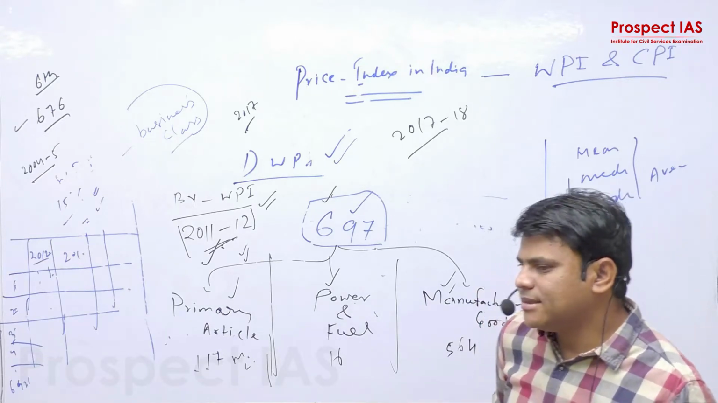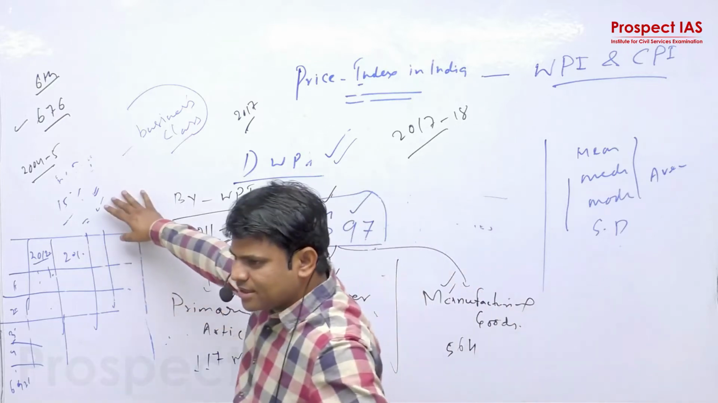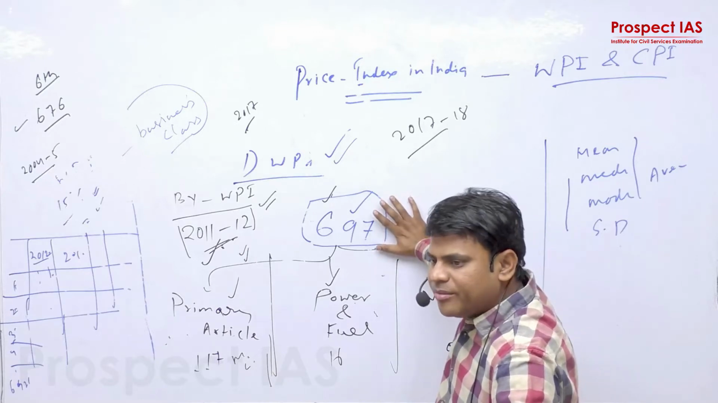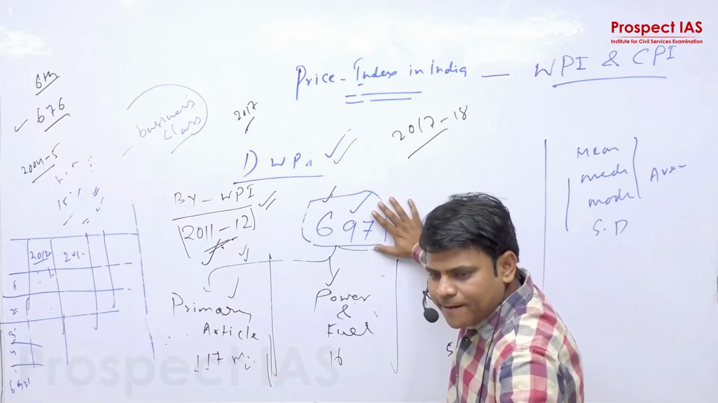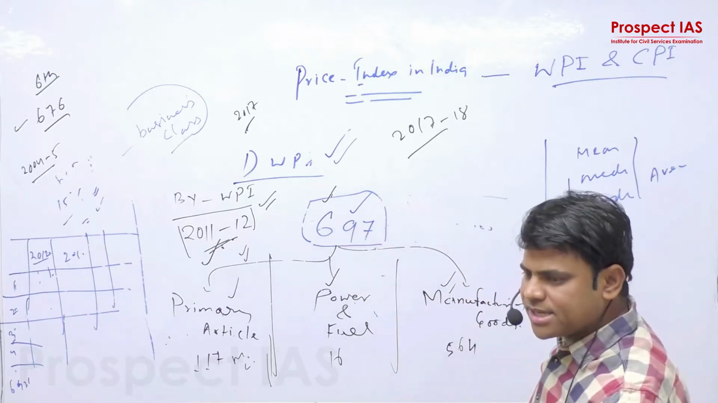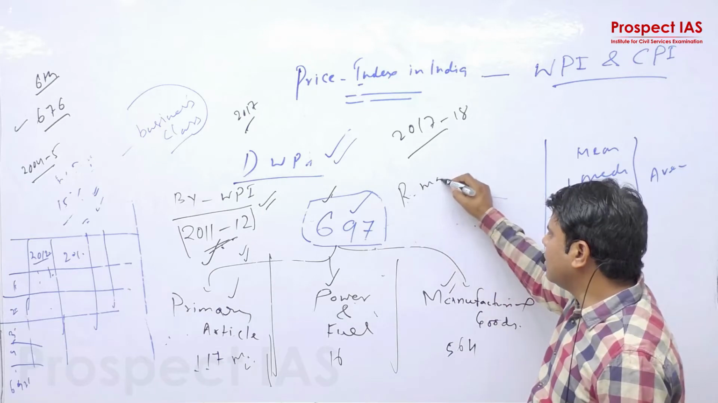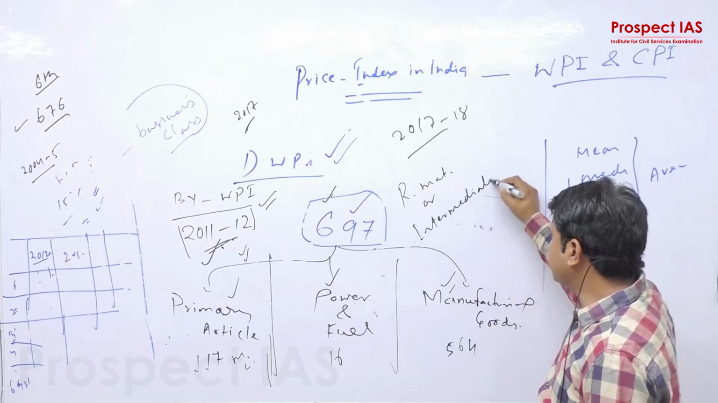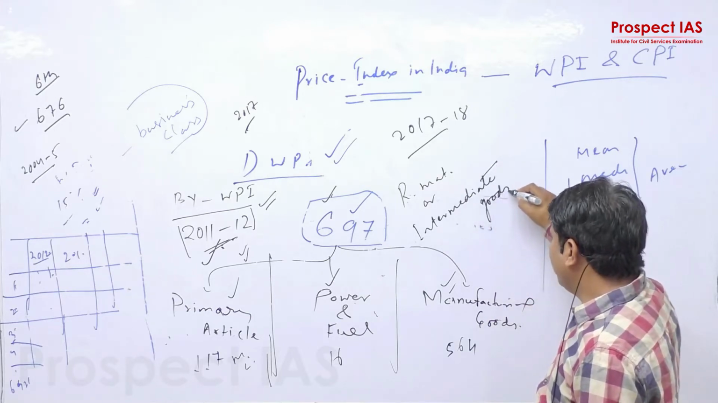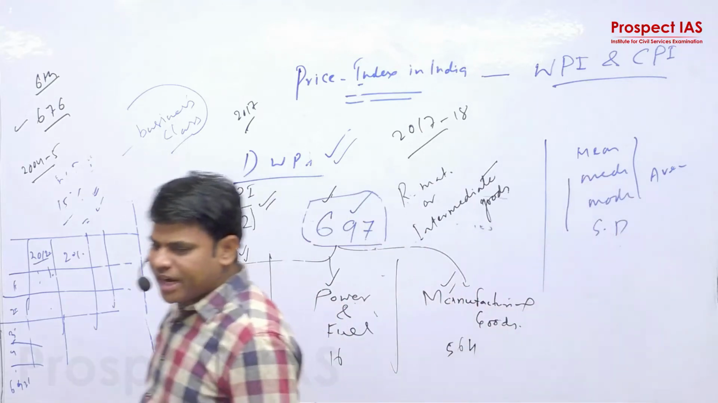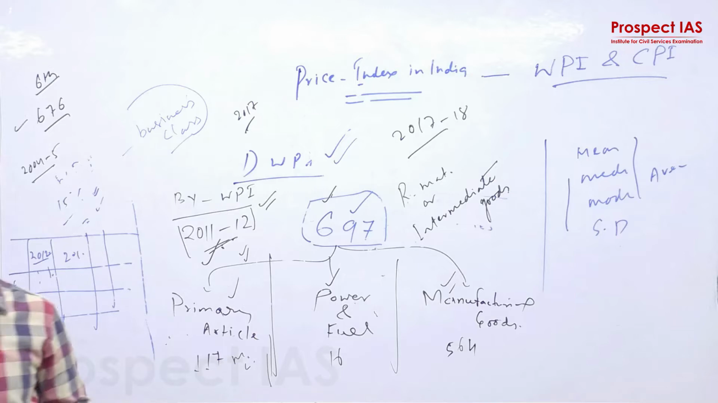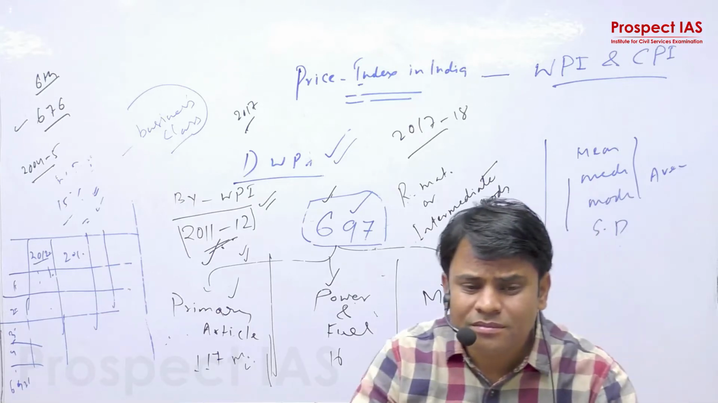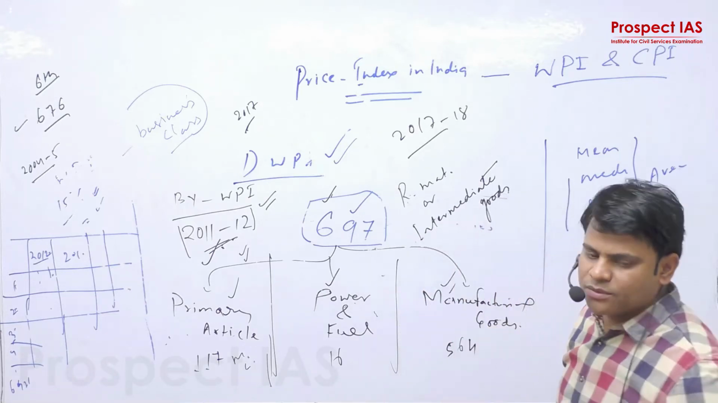So one more thing is that most of the things that you find in the WPI basket, all these 697 commodities, they are raw materials and intermediate goods. They are not the final goods. All these 697 commodities are either raw material or intermediate goods. They are not the final product that we use in order to fulfill our needs. I will explain that in just a while.